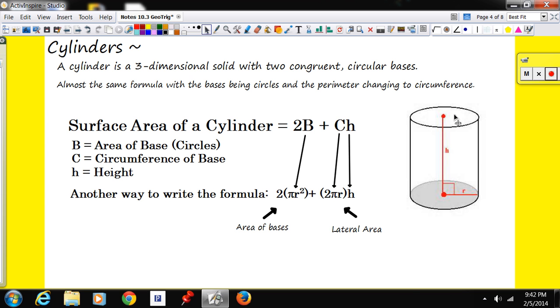You just need to find out how much to cover the 2 bases, then you need to find out how much to cover the whole sides. So that's what you did here. Here's the area of the 2 bases, here's the area of the whole rest of the sides.